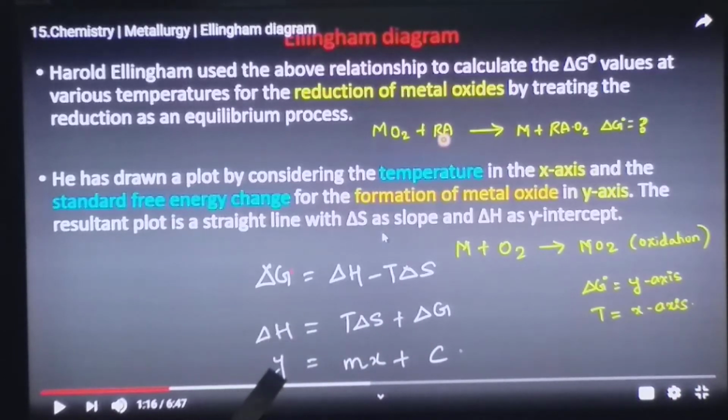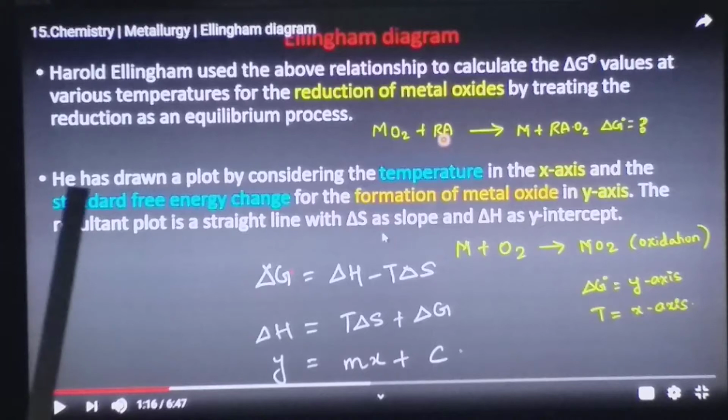So del H we can take as the y-axis. Y equal to, here del S is the slope, that is m, and T is the x-axis. We have to take temperature on the x-axis, and del G, the constant value, that is c. If you plot a graph between y and x, that is del G naught on the y-axis and T on the x-axis, he drew the graphical representation for the formation.